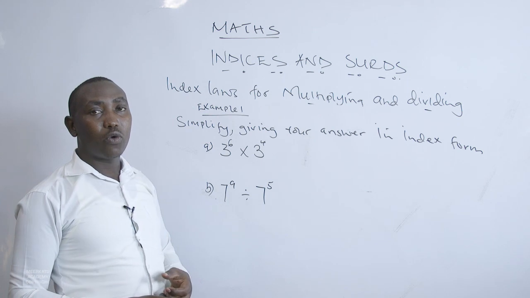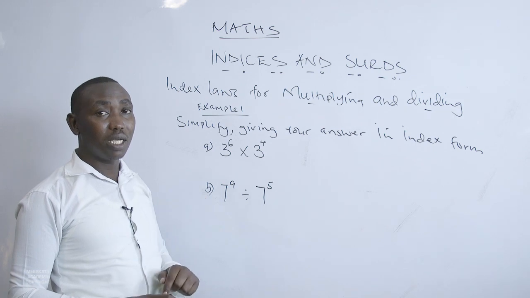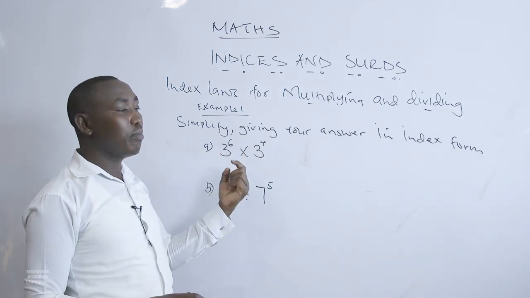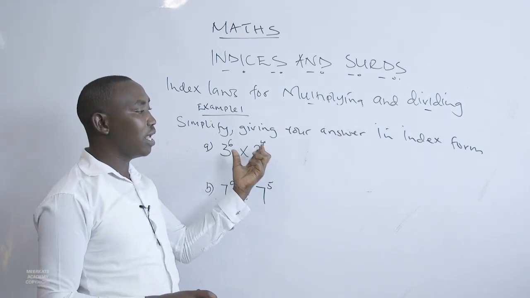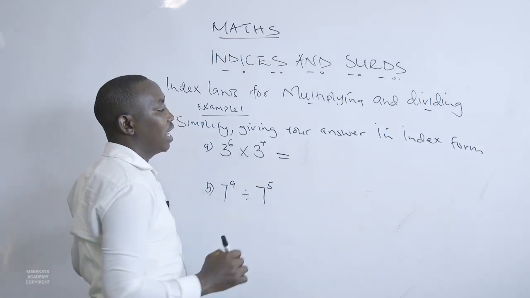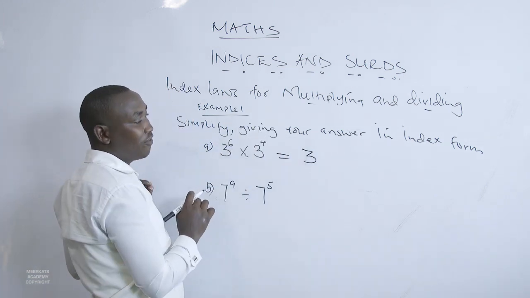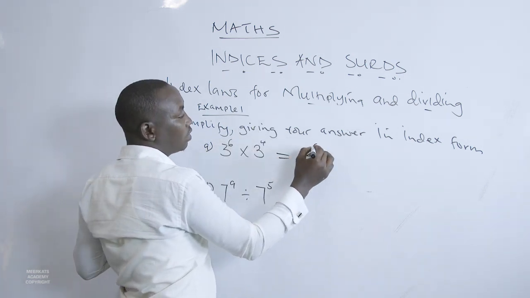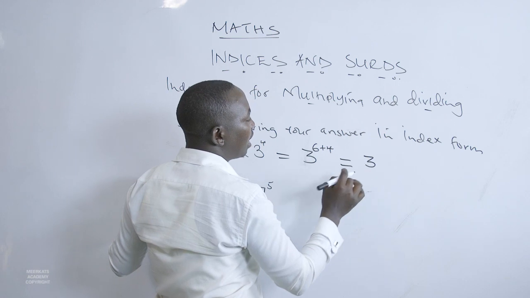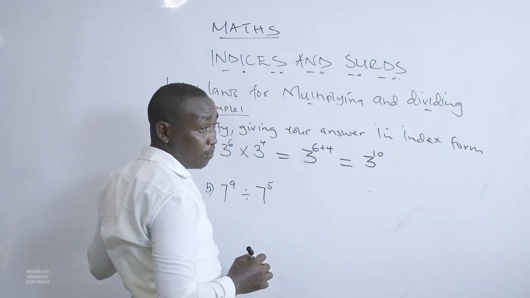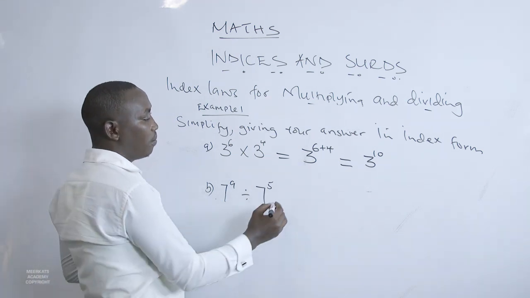Now we had said that when multiplying numbers that have the same bases or the same factors, we add the powers. The power of the first 3 is 6. The power of the second factor, which is again 3, is 4. Therefore, we write down the factor, then add the powers, which is 6 plus 4. This gives us 3 raised to the power of 10. The question requires us to leave our answer at that stage, in index form.